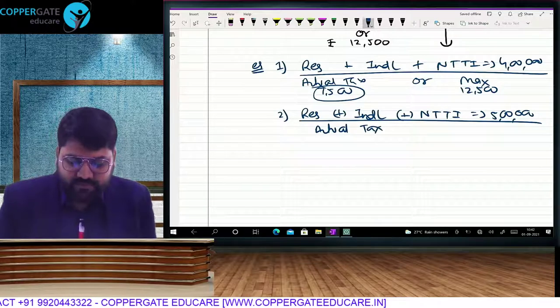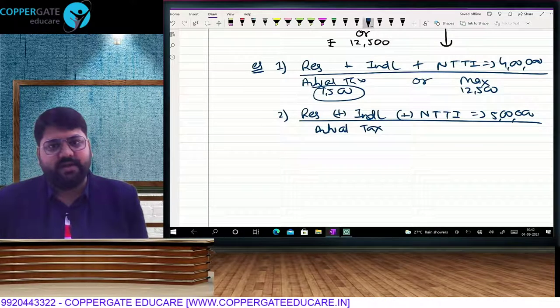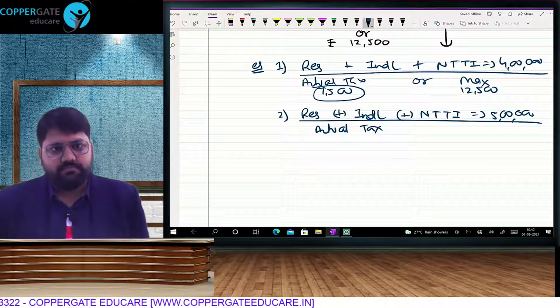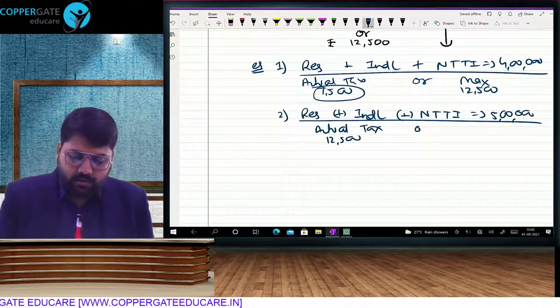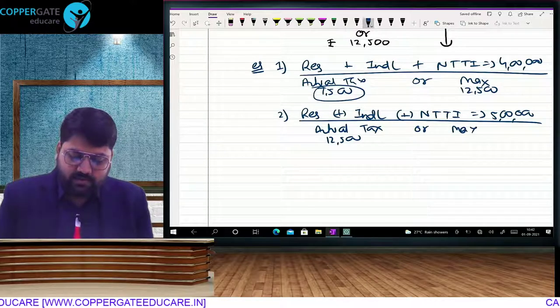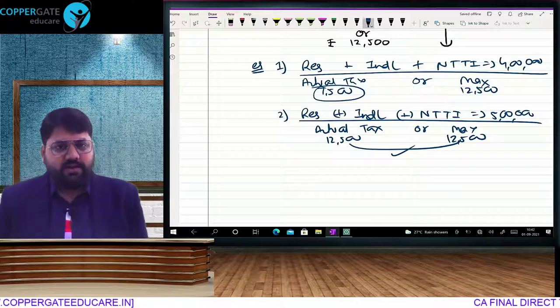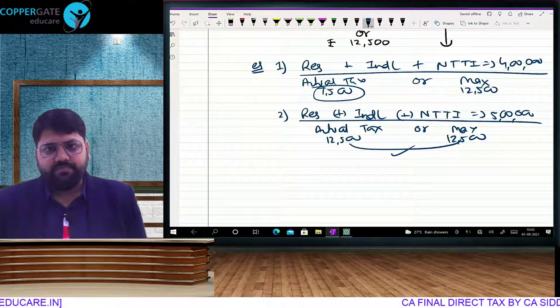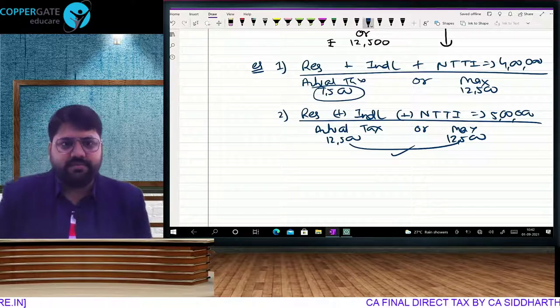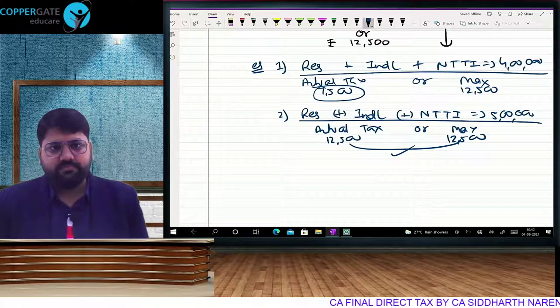Chalo, excellent. First tell me, what is the actual tax liability at 5 lakh rupees? 12,500. Or obviously maximum 12,500. Do you understand? You choose anyone, your answer to rebate is going to be 12,500 only, and again it will become zero. Correct or no?